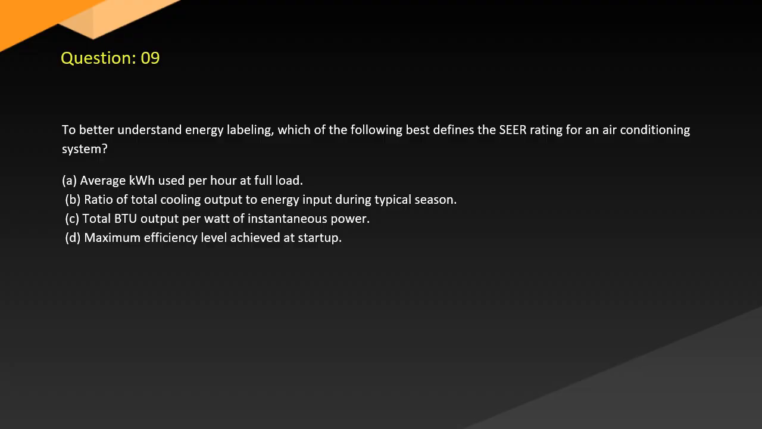Question 9. To better understand energy labeling, which of the following best defines the SEER rating for an air conditioning system? A. Average kWh per hour at full load. B. Ratio of total cooling output to energy input during a typical season. C. Total BTU output per watt of instantaneous power. D. Maximum efficiency level achieved at startup.